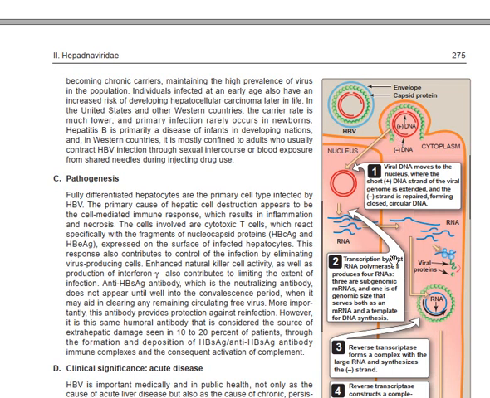So let's see what you're going to visualize. Viral DNA is going to move to the nucleus. It's going to enter the nucleus, where the short plus-stranded DNA of the virus genome is going to be extended, and the minus strand is going to be repaired, forming the closed circular DNA. At first it is like this: you have short and you have long, and all of them are not repaired. So it enters the nucleus and is repaired to be complete.